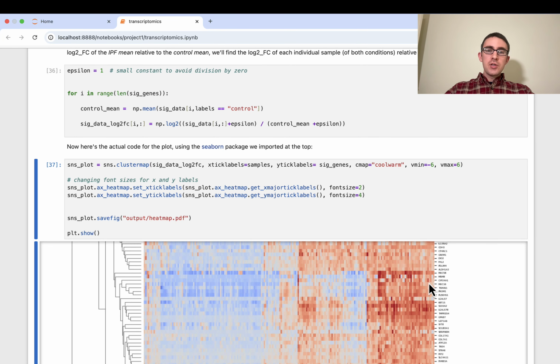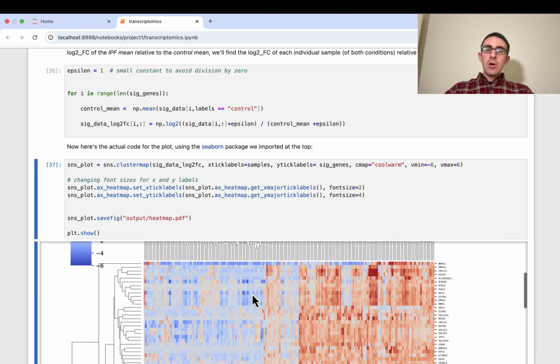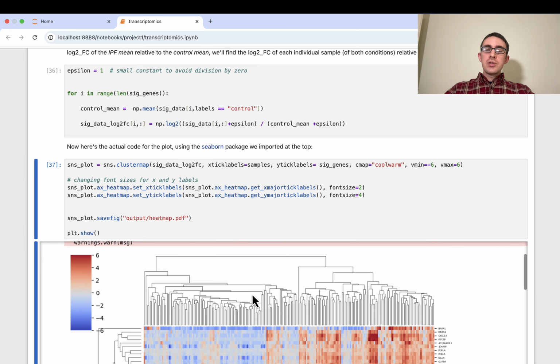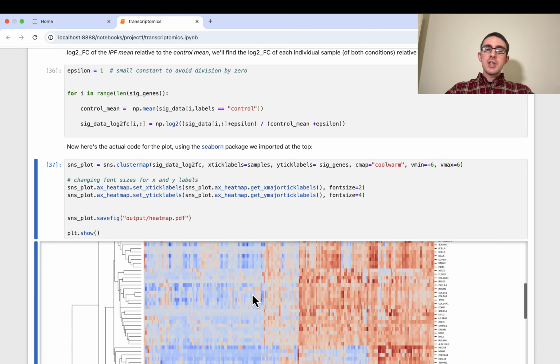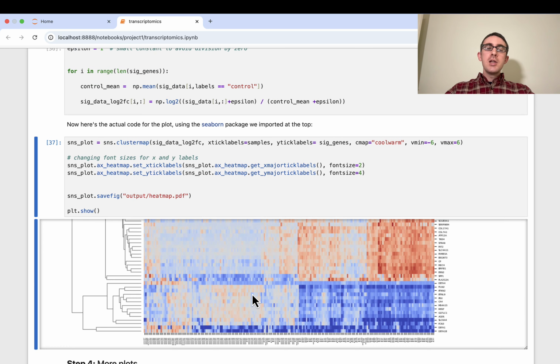Hopefully I explained this okay, and hopefully all of this made sense to you. But if there was any confusion, if anything about this heat map plot or how we made it didn't make sense, please let me know in the comments, and I'll be happy to try to answer any questions that you have.